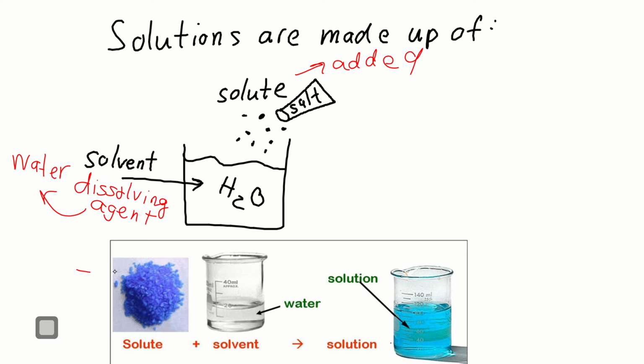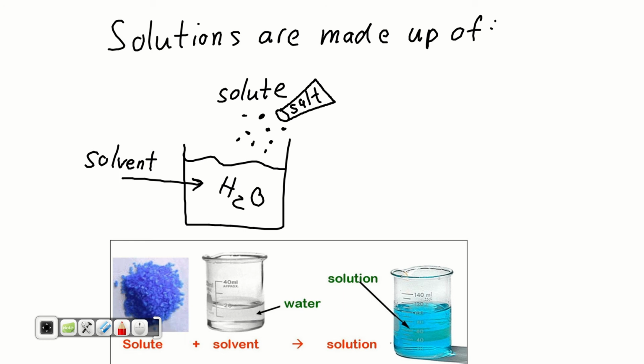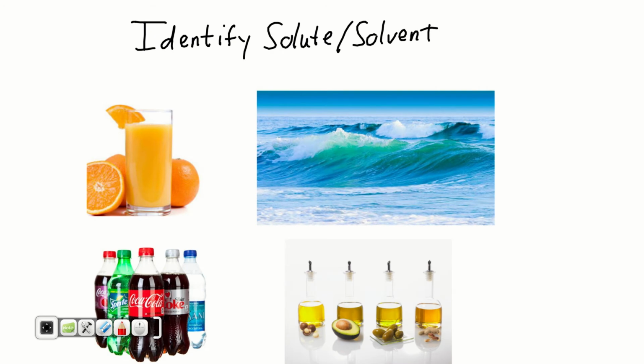Down here, I think that's copper II chloride. That's added to water, and then we're forming a copper II chloride solution. Again, the copper chloride and the water don't react. They just dissolve. It's a physical change occurring. And we're trying to put as much of that solute into the solvent as we can. So, solute, solvent.